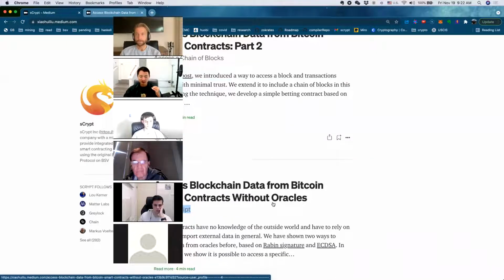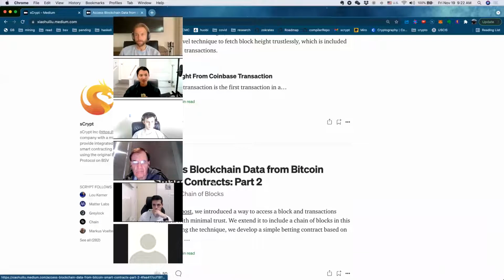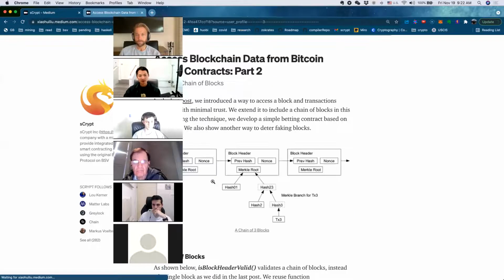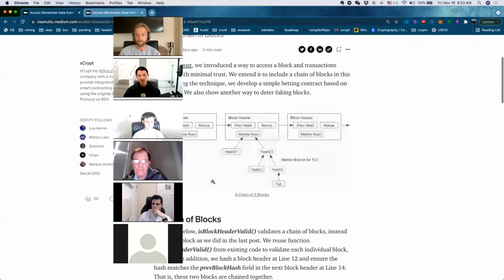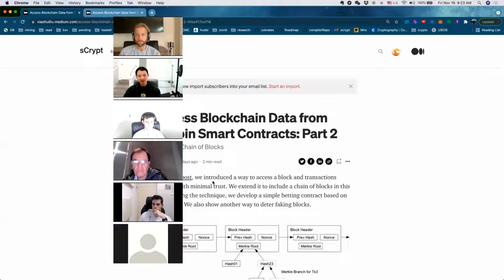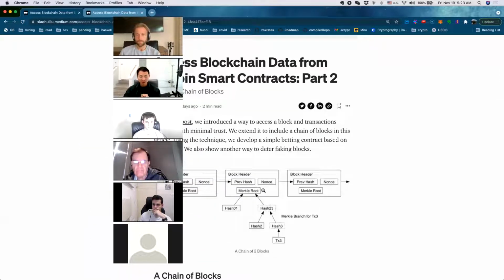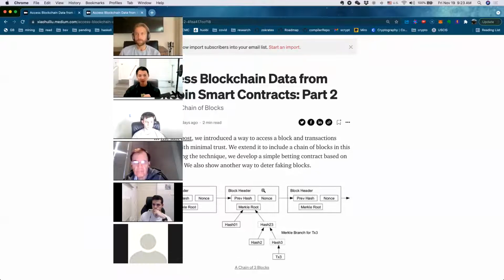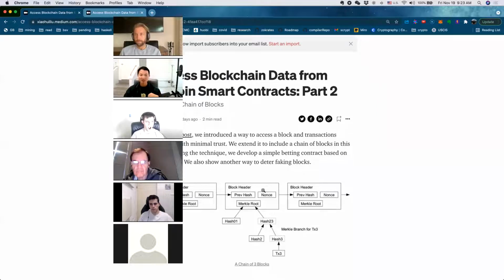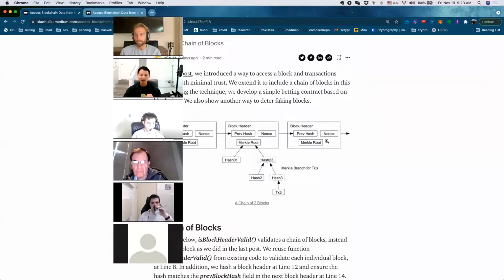Basically, this enables you to access the block header and also the transactions, right? So let's look at part two. It's a simple extension right here. If you have one block, it's very natural to extend it to a chain of blocks, which brings us to the word blockchain. If it's a blockchain, you have a chain of blocks that chain after one another.